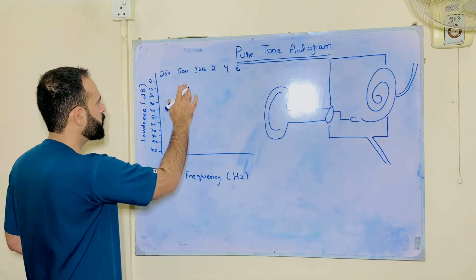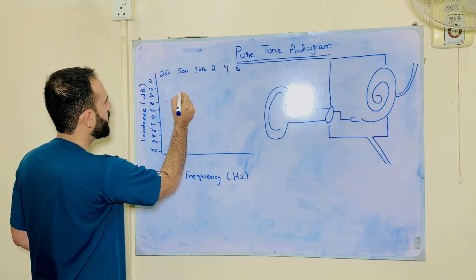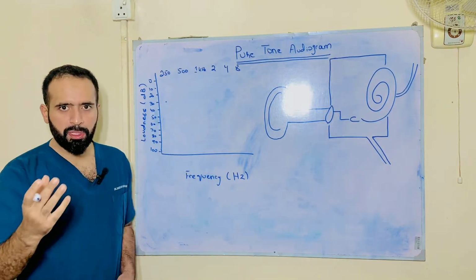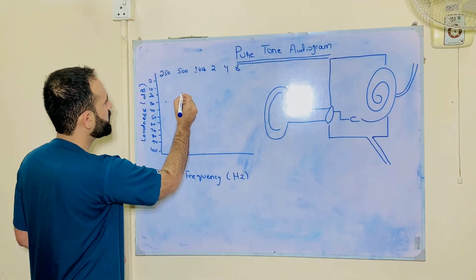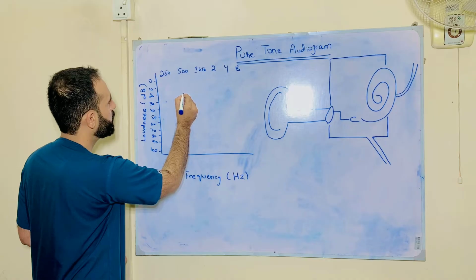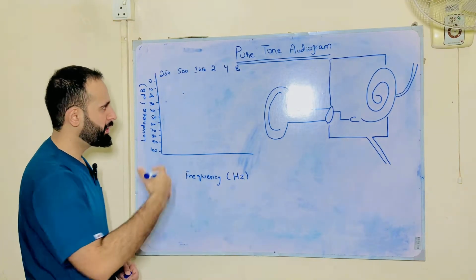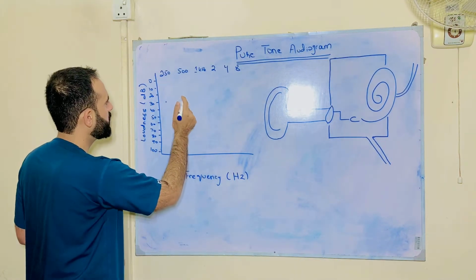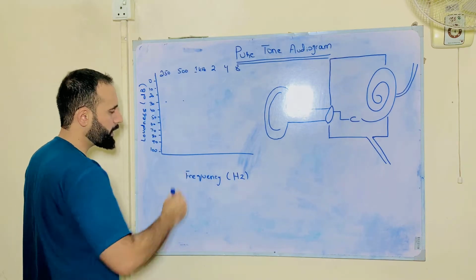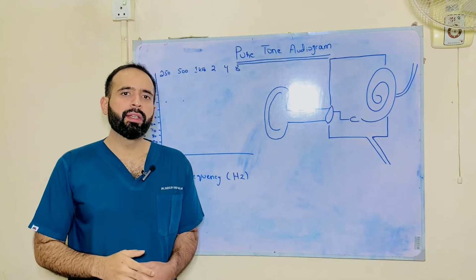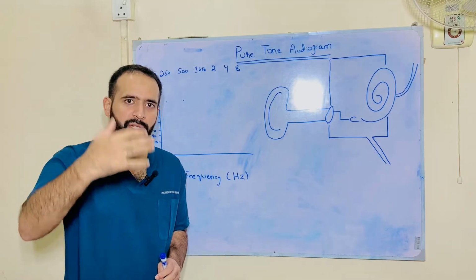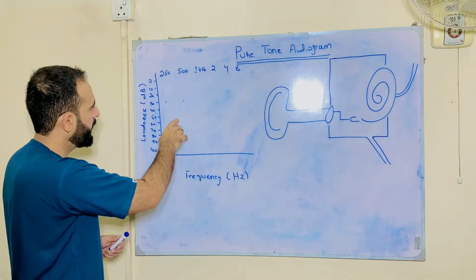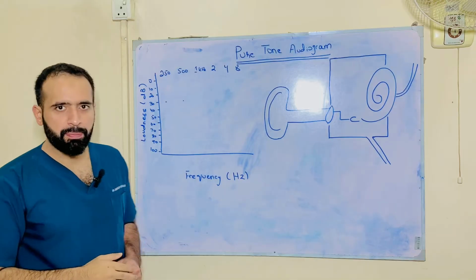If the patient says no, I will increase the loudness to 20 decibels and ask the patient, did he hear the sound? If the patient hears 500 Hz at 20 decibels, I will mark a point here. If the patient says no, I will increase the loudness to 30 decibels. My point being, you keep on increasing the loudness till the patient hears that frequency at that given loudness, and that is where you are going to mark a point.